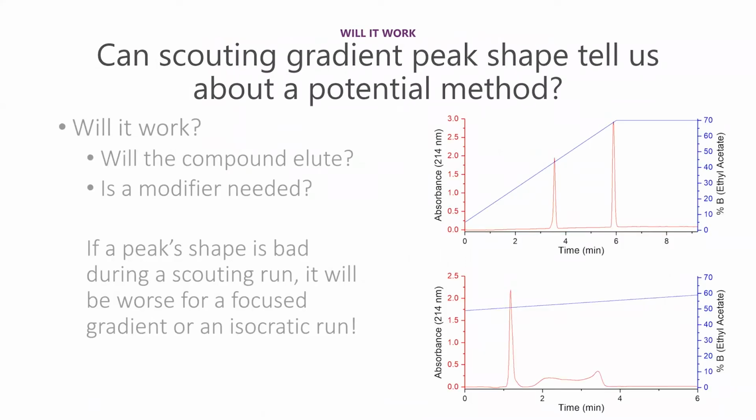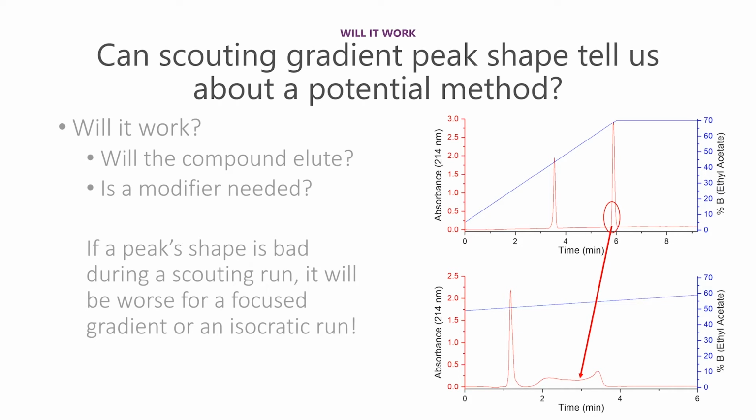A scouting gradient helps to determine if a compound will elute. Fronting or tailing peaks suggest the need for a different column or the use of an additive. Scouting gradients tend to make peaks sharper than isocratic methods, so a fronting or tailing peak during a scouting gradient will show a worse peak during a preparative run.